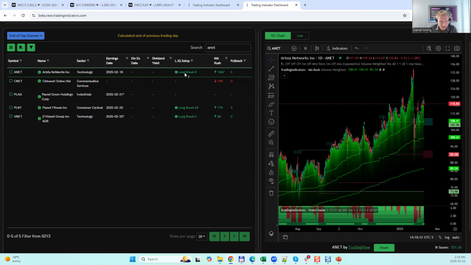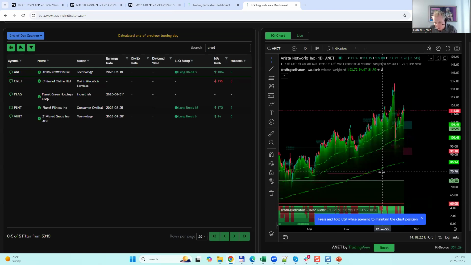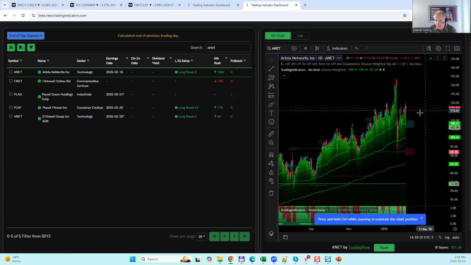We are in a long break state, meaning we are trading above resistance, and we've been bullish forever. 1,067 trading days bullish as per this column. And we can see it here. Yeah, this stock is definitely bullish. We are quite far away above our averages. Not as far as we were in the past, but still quite far away. But to me, interesting one.